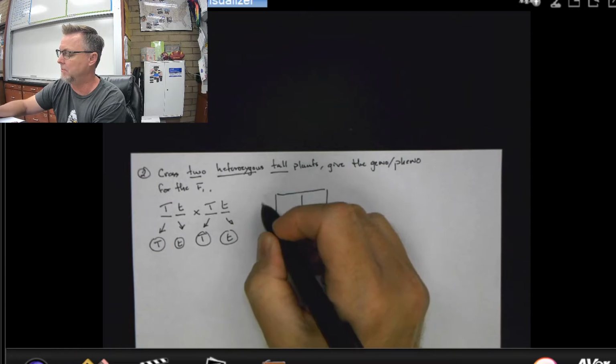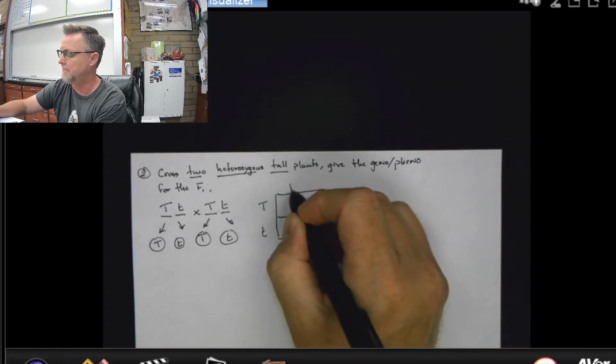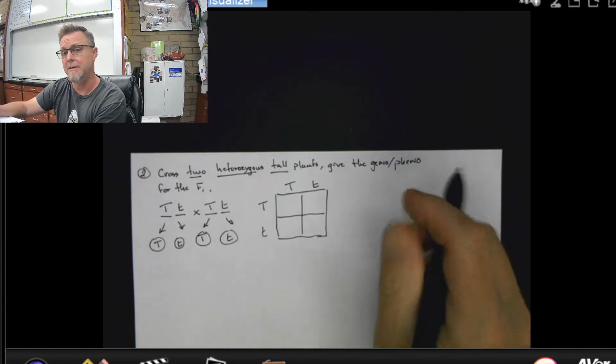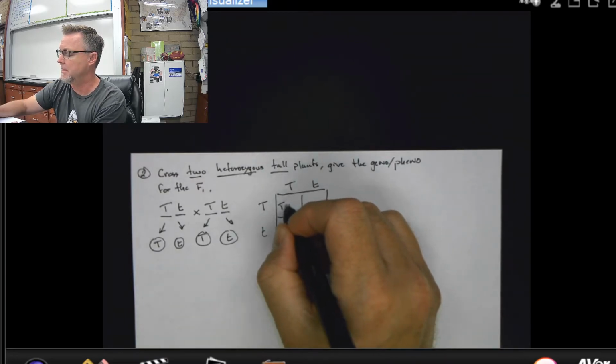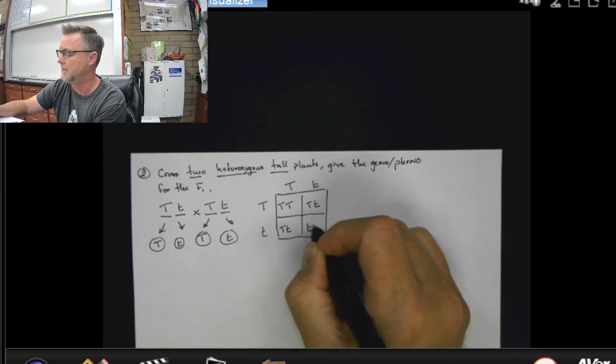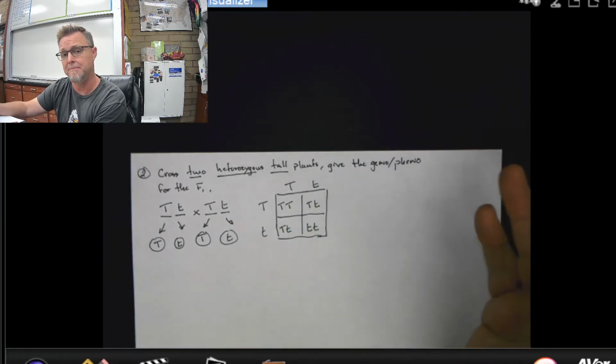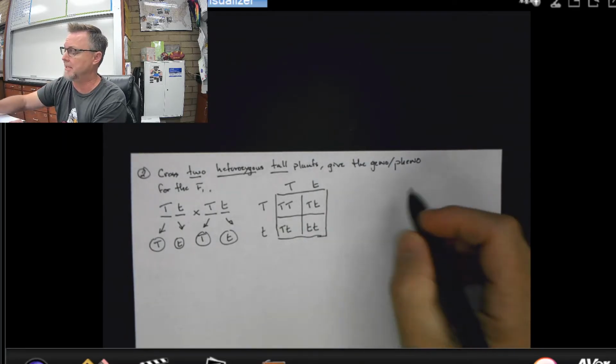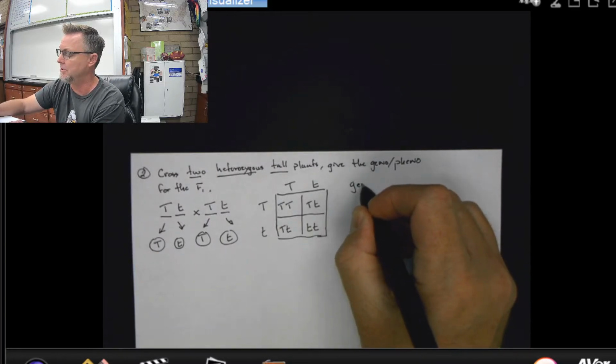And we're going to put 1 parent on each side. Okay, fill in the boxes. Big T, big T, big T, little t, big T, little t, little t, little t. There you go. Okay? Genotype and phenotype. Remember the matching game. So here's your genotype.